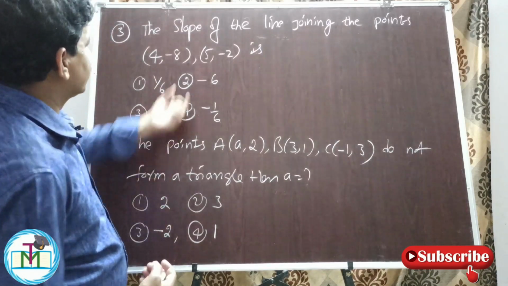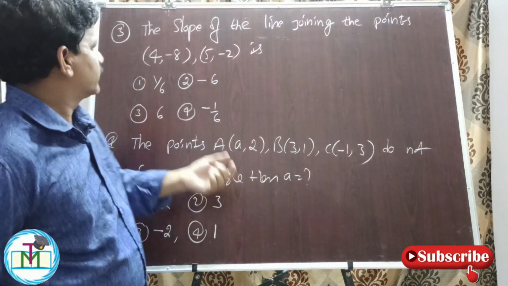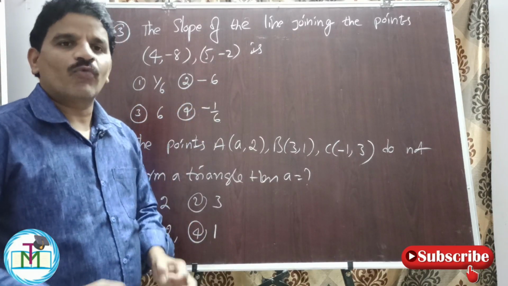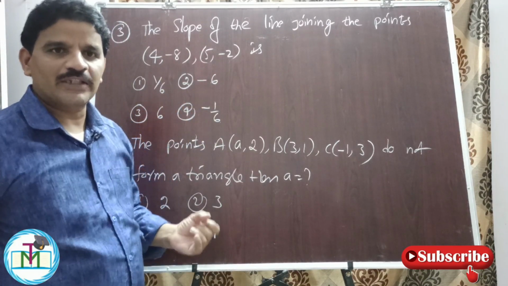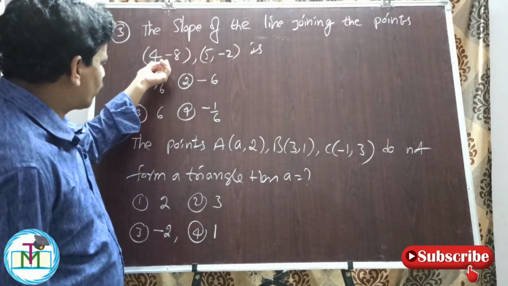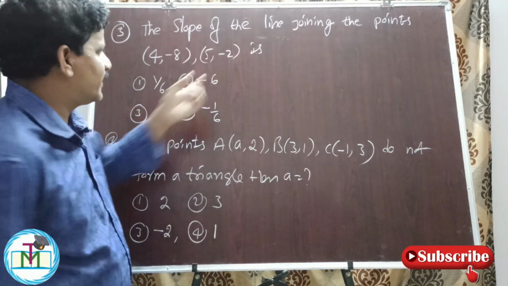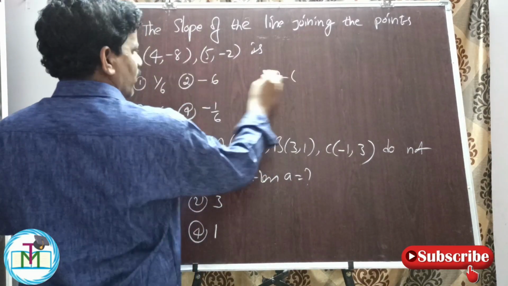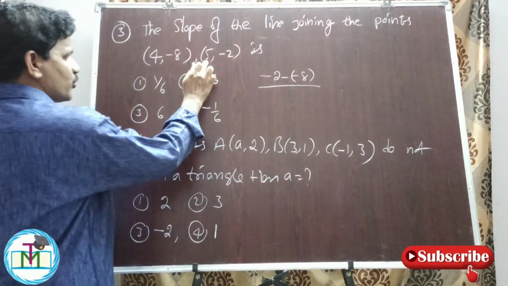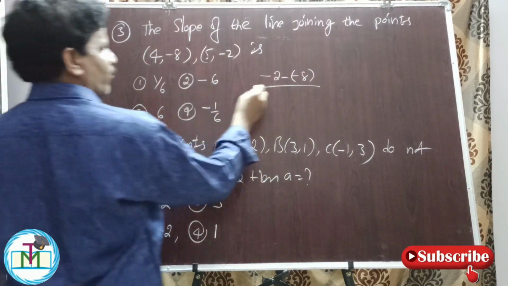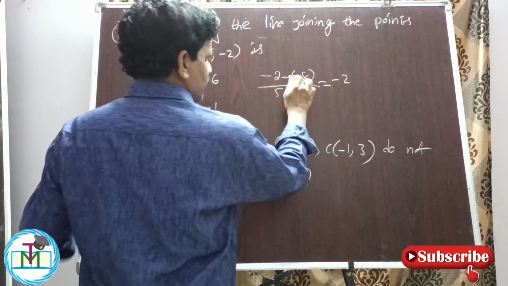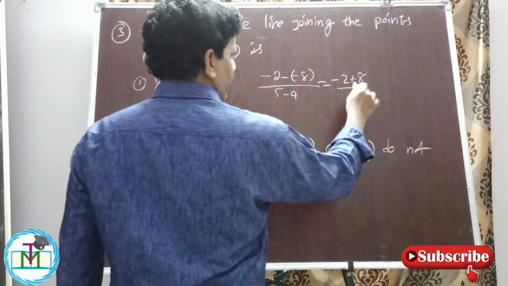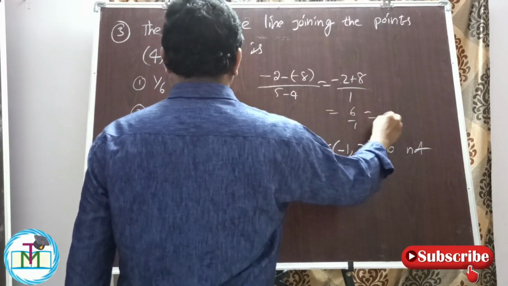Question number 3. The slope of the line joining the points (4, -8), (5, -2) is. Just now we have used the formula of the slope of the line joining 2 points. Now this is x1 y1, this is x2 y2. The formula is y2 minus y1, that is minus 2 minus of minus 8, by x2 minus x1, that is 5 minus 4. So it is minus 2 plus 8 divided by 5 minus 4, which is 6 by 1, which is 6.